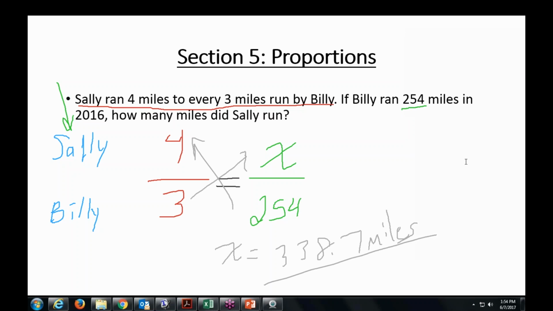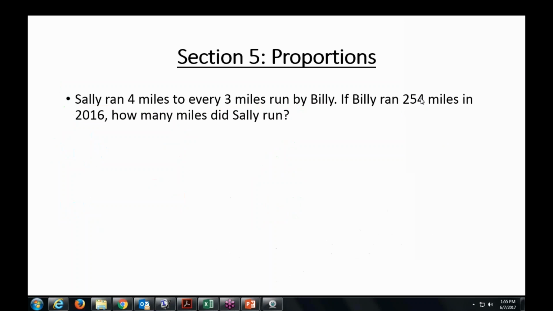So you got to set it up and then you can solve it. Questions on Sally and Billy and their running? Anyone? Anyone? Bueller? Okay.